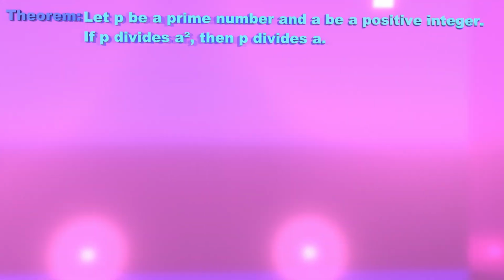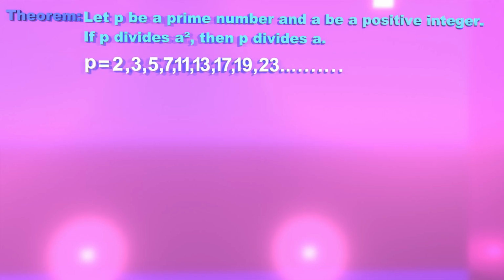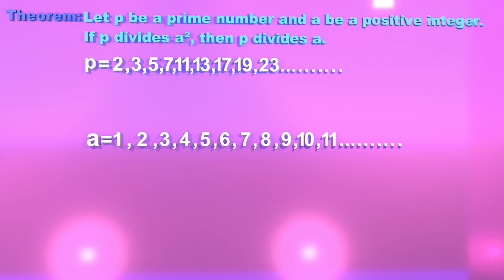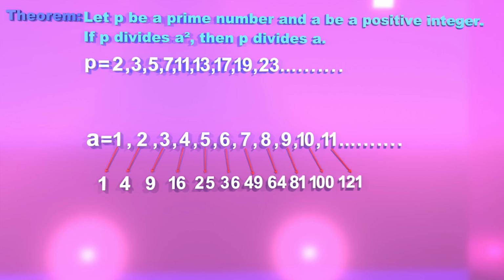Let's understand some more concepts and theories. It is saying that p is a prime number, so we have taken some prime numbers. And it is also saying that a is a positive integer, so we have taken some positive integers. Now it is said in the theorem that if p divides a square, then p divides a. So we will take the squares of these positive integers, means all of them are a square.